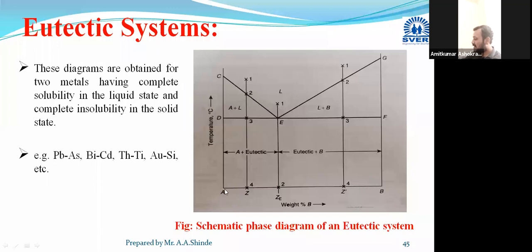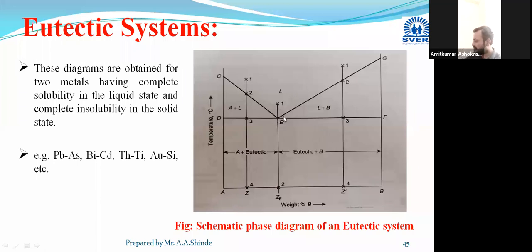But when the amount of B increases in element A, its melting point decreases, and it is shown by this line CE. And when the amount of element A increases in element B, its melting point decreases and it is shown by line EG. And where these two lines intersect, this point is point E, and this point will be termed as the eutectic point, hence it is denoted by letter E.